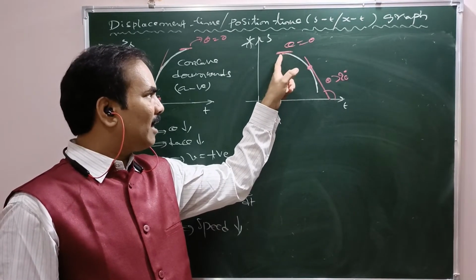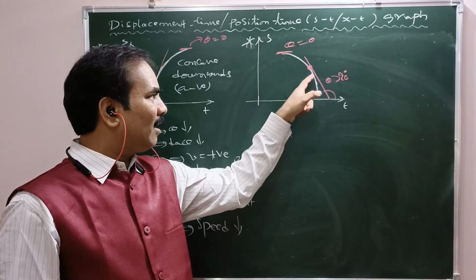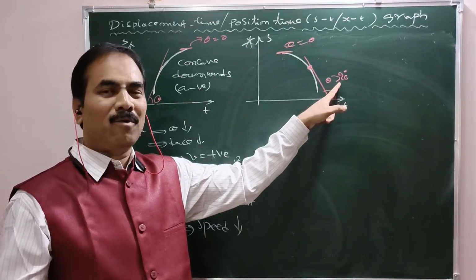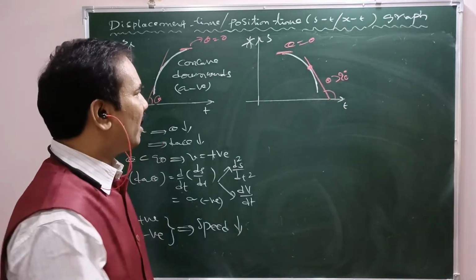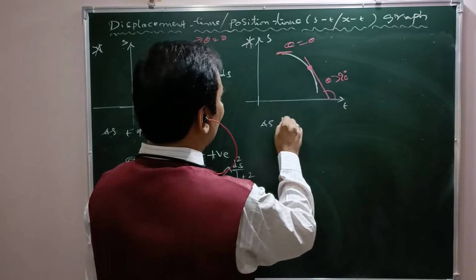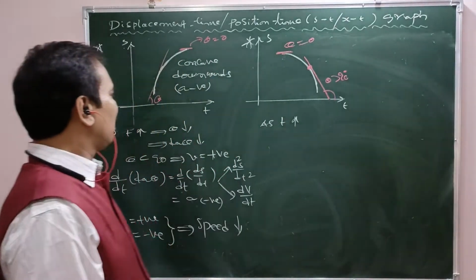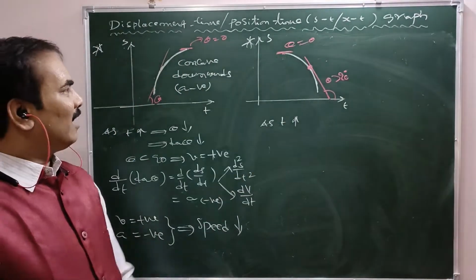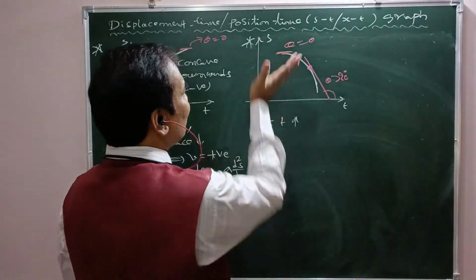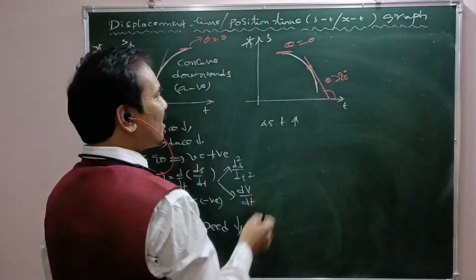Right? There onwards, what about theta increasing? Theta increasing more than 90 means for more than 90 slope is negative. Right? So here also as time increases, theta increases. See, initially slope 0, later on slope increases.